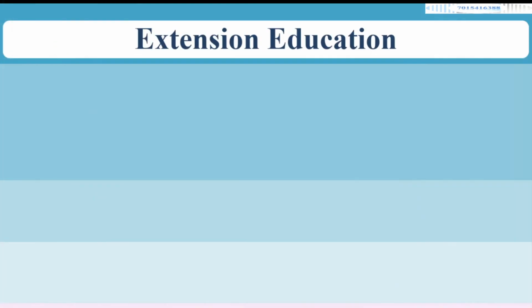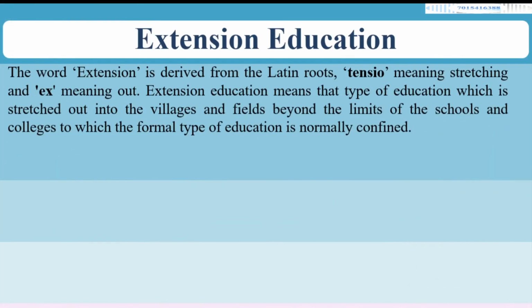What is extension education? The word extension is derived from the Latin word tensio, meaning stretching, and ex, meaning out. Extension education means that type of education which is stretched out into the villages, into the fields, beyond the limits of schools and colleges, to which the formal type of education is normally confined.